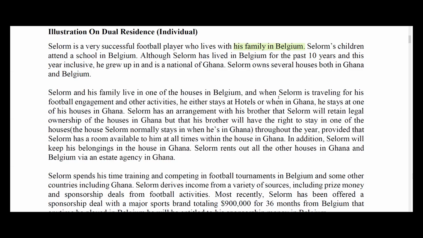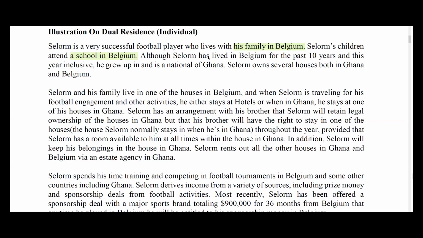We can see family, personal relations, right? We can also see lives. It could be permanent home, and where you are living permanently could also be your habitual abode. Somebody may live in East Legon but be based elsewhere. Okay, so that is it. He lives with his family in Belgium, right? Selom's children attend a school in Belgium. Oh, center of vital interest. Thank you.